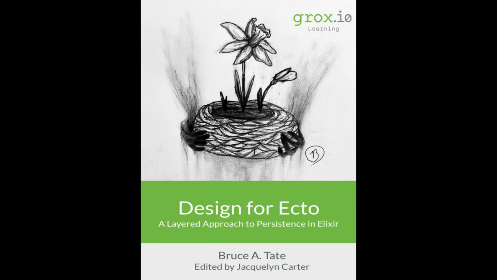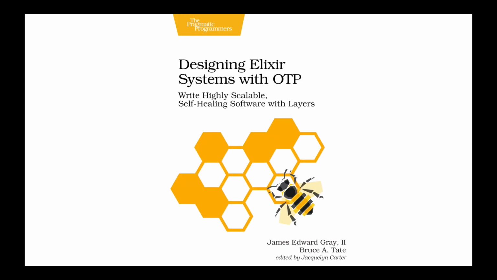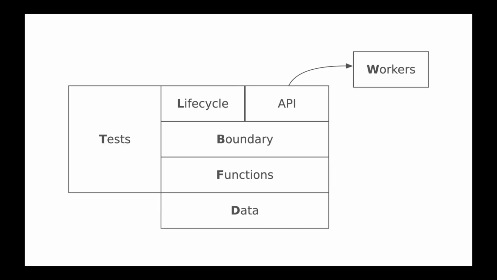Hey everybody, this is Bruce and the dog on the floor, and we're going to be talking about Ecto in this module. And we're going to be talking in terms of the concepts in Designing Elixir Systems with OTP. It's a book I wrote with James Gray. You can check that out.